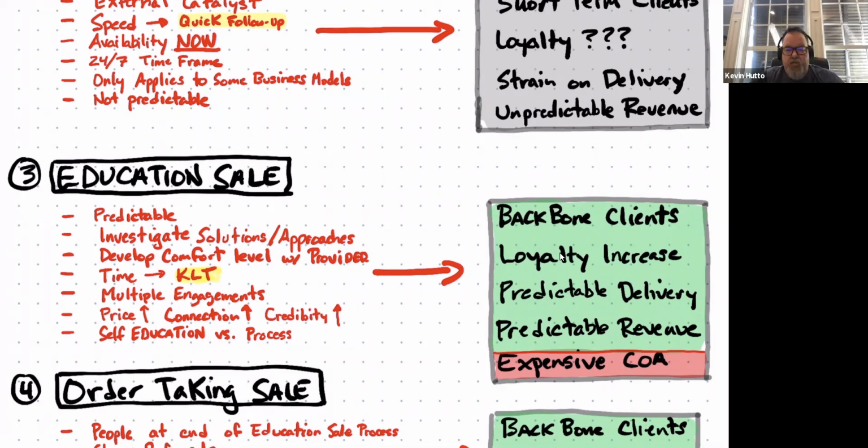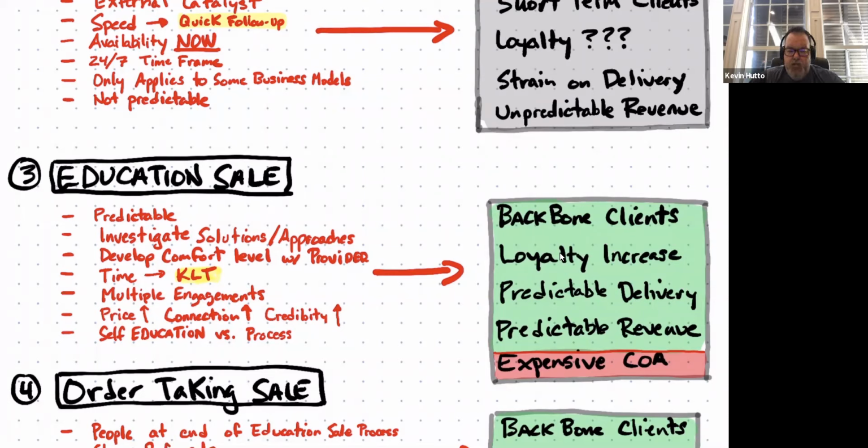So that's one way. The other way is to have a process where people can discover you and then go deeper and so on and so forth, right? What you get with these are backbone clients. The loyalty of these clients is up because they have sort of intrinsically made this decision that they want to do business with you. Then they are going to do the things to back up that decision. So their loyalty is going to be higher. It creates predictable delivery for your business. It creates predictable revenue for your business.